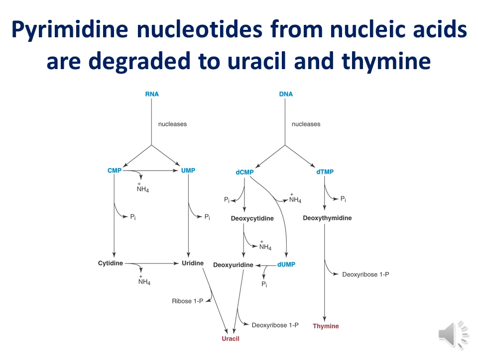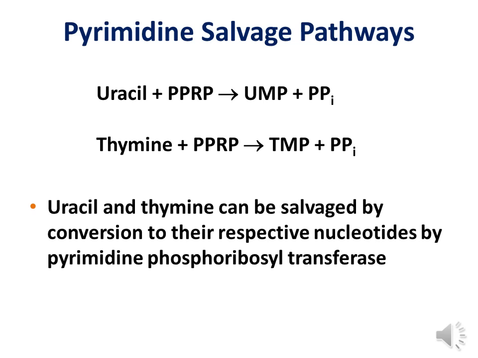As you can see on this slide, the pyrimidine nucleotides that are obtained from the breakdown of RNA and DNA are degraded to the pyrimidine bases uracil and thymine. Similar to the purines, pyrimidine nucleotides can also be synthesized by salvage pathways. Uracil and thymine from the breakdown of nucleic acid can be salvaged by conversion to their respective nucleotides by pyrimidine phosphoribosyl transferase.